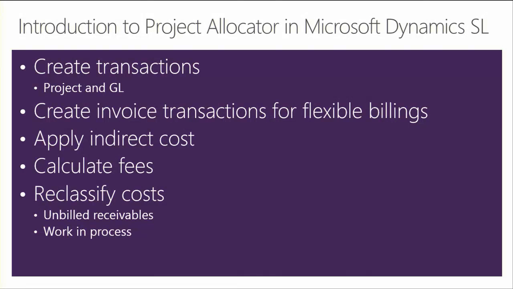It can create invoice transactions for the billings module in Allocator. It can be used to apply indirect costs, things like fringe, overhead, and G&A. It can be used to calculate things like a fee, a provisional fee, or an award fee. And then finally, it can be used to move costs around in your projects if you're carrying a WIP, a work in process, or unbilled receivables. Allocator can do that for you.